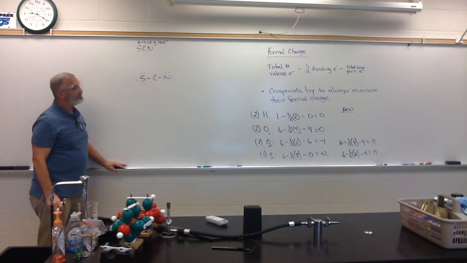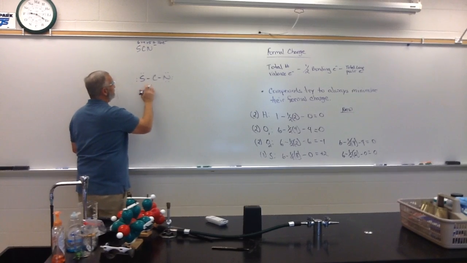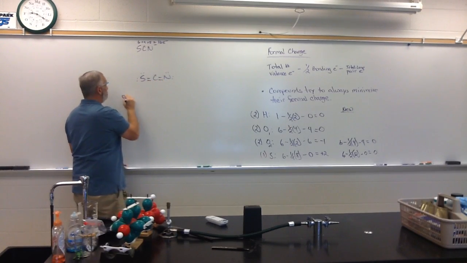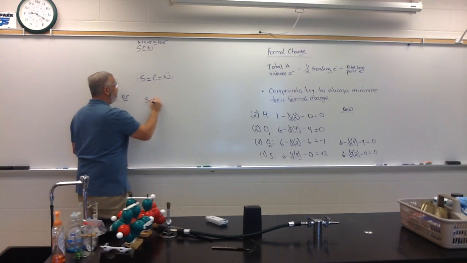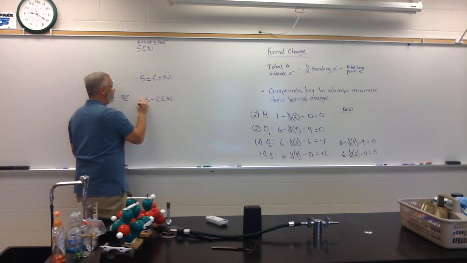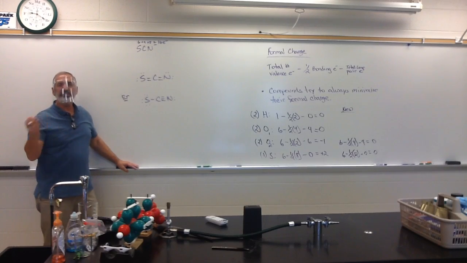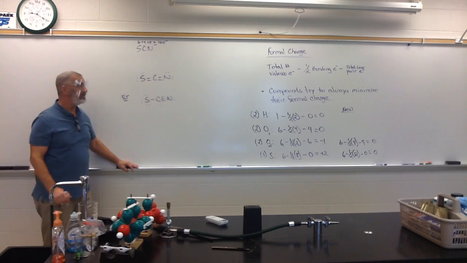So, what's the deal? How do we fix this? You can do 2 double bonds, right? Or what else could we have done? Triple bond. We could have gone sulfur, carbon, triple bonded to nitrogen, because nitrogen can form triple bonds. So which one is going to be the more dominant? Which one is the molecule going to want to go into? Well, this is where we do the formal charge.